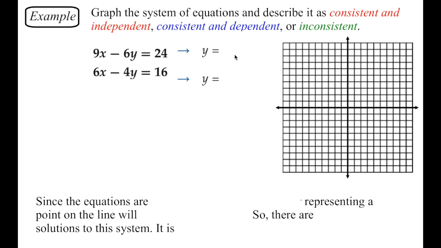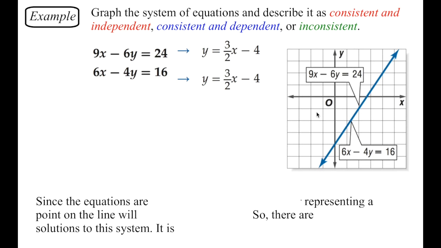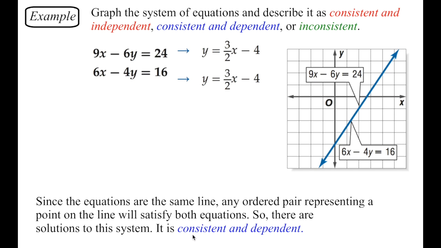Again, solving for y, we end up with y equals 3/2 x minus 4. And you'll notice in this example, it's the exact same equation when we solve it for y. That's a particular instance where we have one line when we graph it. Even though it's represented in two different ways, or two different equations, it's the same line. So we call it consistent and dependent, because anything that works in one equation will work in the other one.